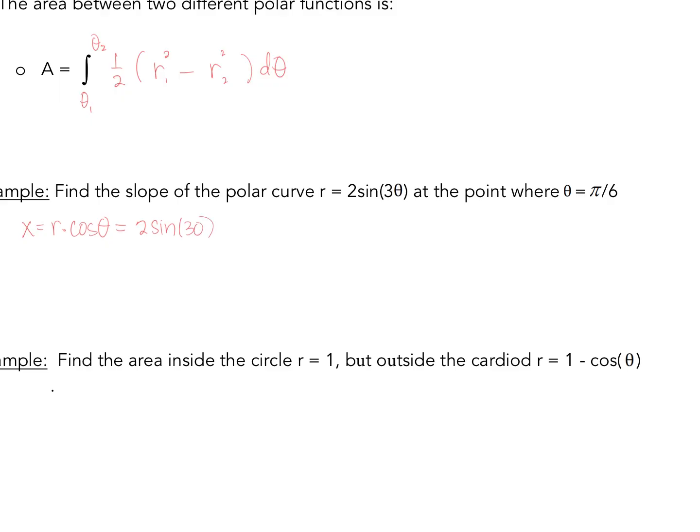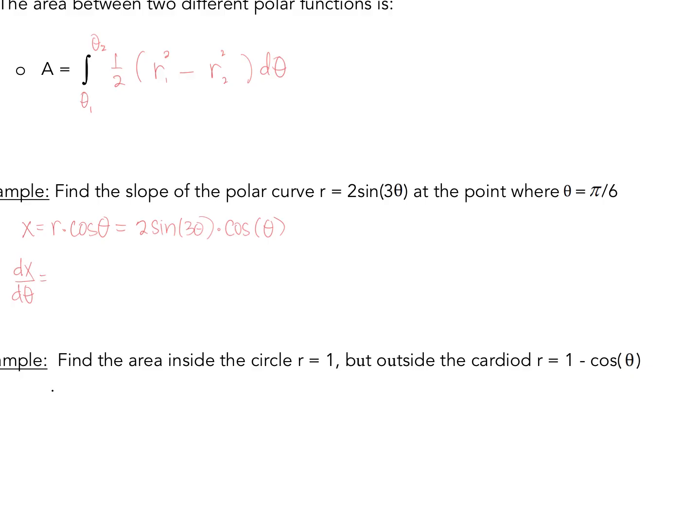But I need to multiply that by cos theta. So you see you end up with a product. So in order to find your dx d theta, you're going to need the product rule, and you're going to need the chain rule because I've got the 3 inside the parentheses, so I'm going to have a combo of those things going on. So I'll have dx d theta.